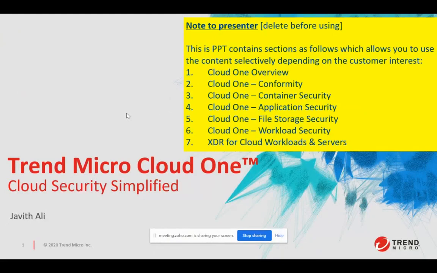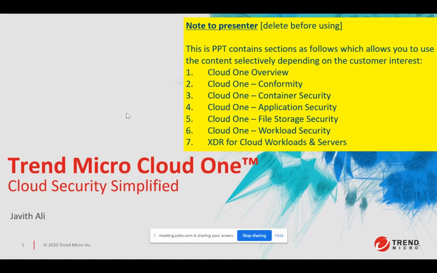World best comprehensive solution, all-in-one comprehensive solution. And so we are going to cover the Cloud One overview, the Cloud One Conformity, and Cloud One container security, application security, file storage security, workload security, and everything. So you already know about workload security.